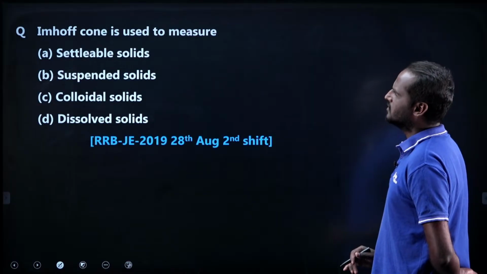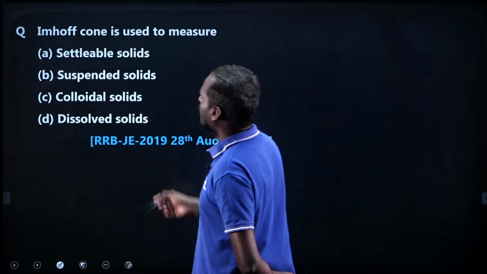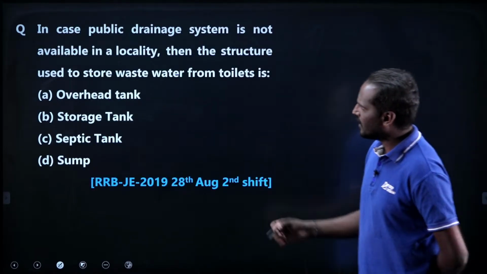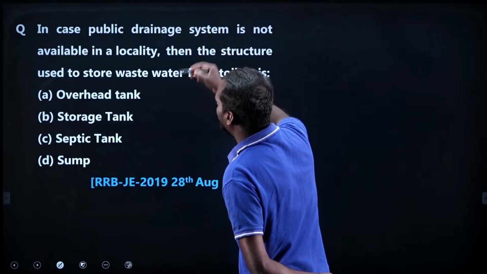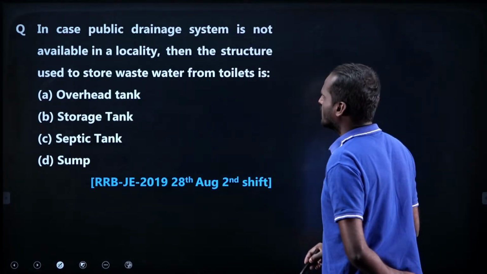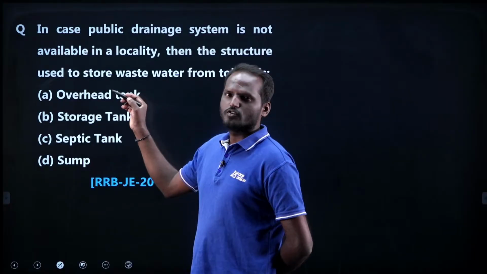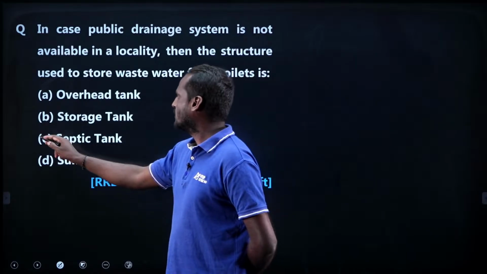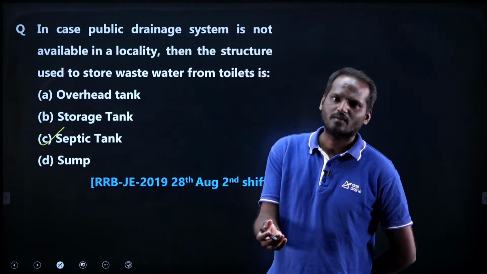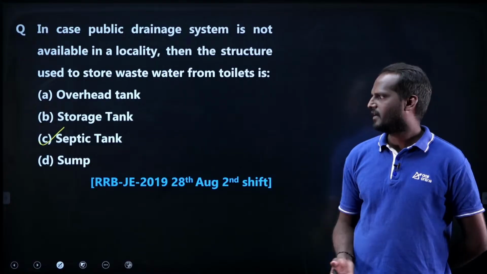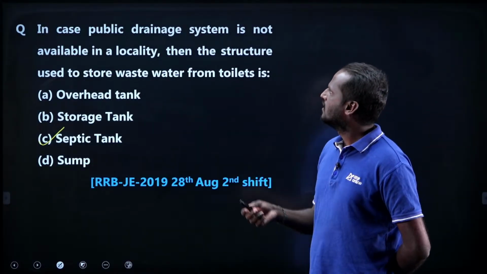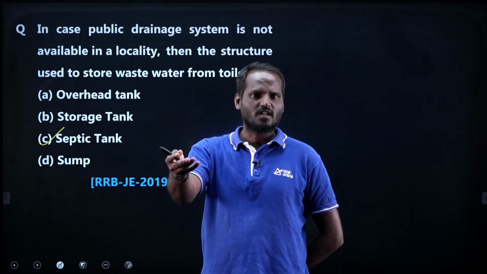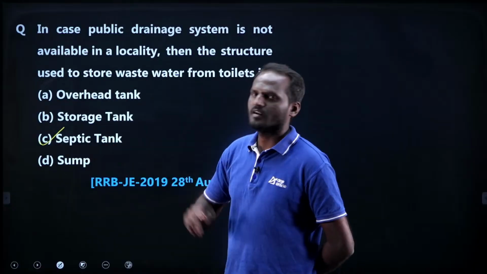Okay. The next question is, Imhoff cone is used to measure what? You all know, settleable solids. Next, in case a public drainage system is not available in a locality, the structure used to store wastewater from the toilets is what? Septic tank, not sump. Sump is different, right? In a sump we can store good water also, right? The septic tank stores wastewater. See, as we studied about the septic tank, when there is no natural drainage system in the rural areas, every house can have this septic tank, right?